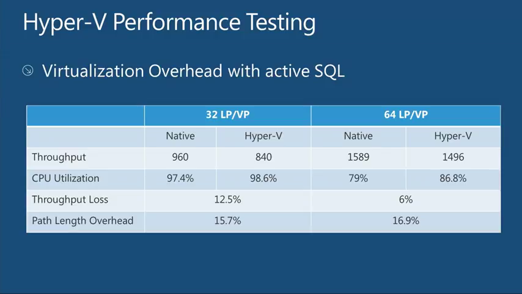This actually gives you an indication. We've captured a couple of things here: what the overall throughput was, what the overall CPU utilization was, and what the throughput loss was. As you can see, the thing that I find fascinating is that we see far less throughput loss at 64 VP than we do at 32 VP. So what does that mean? Simply, and I say this with pride, if you know Microsoft well, you know we're a company with lots of internal competition and jiving. What that means is the Hyper-V team does a better job of scaling than the SQL team does.